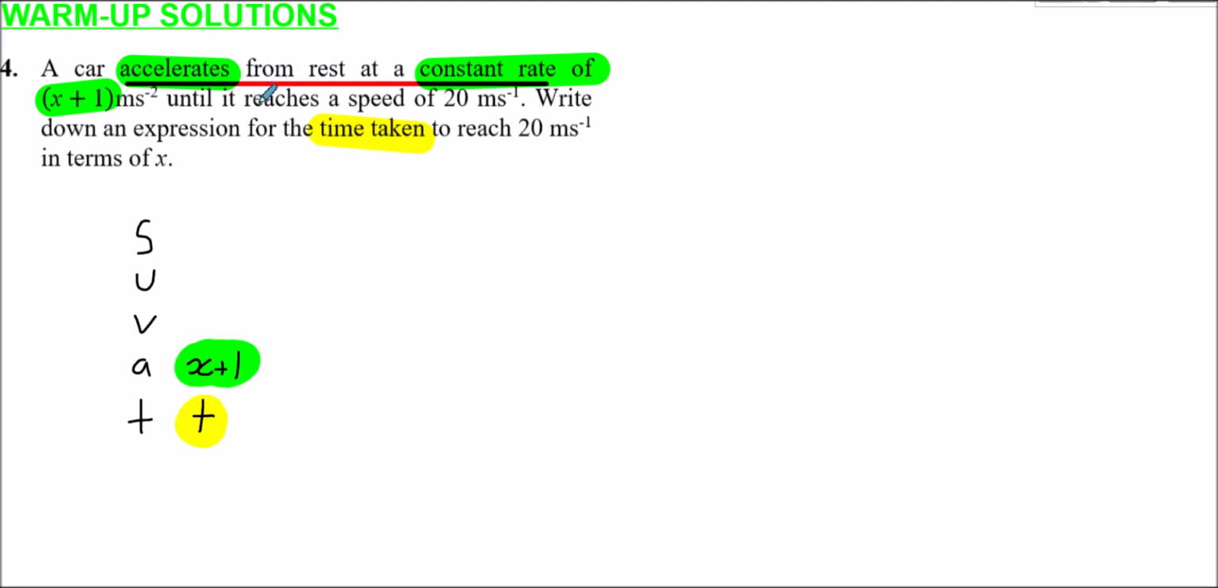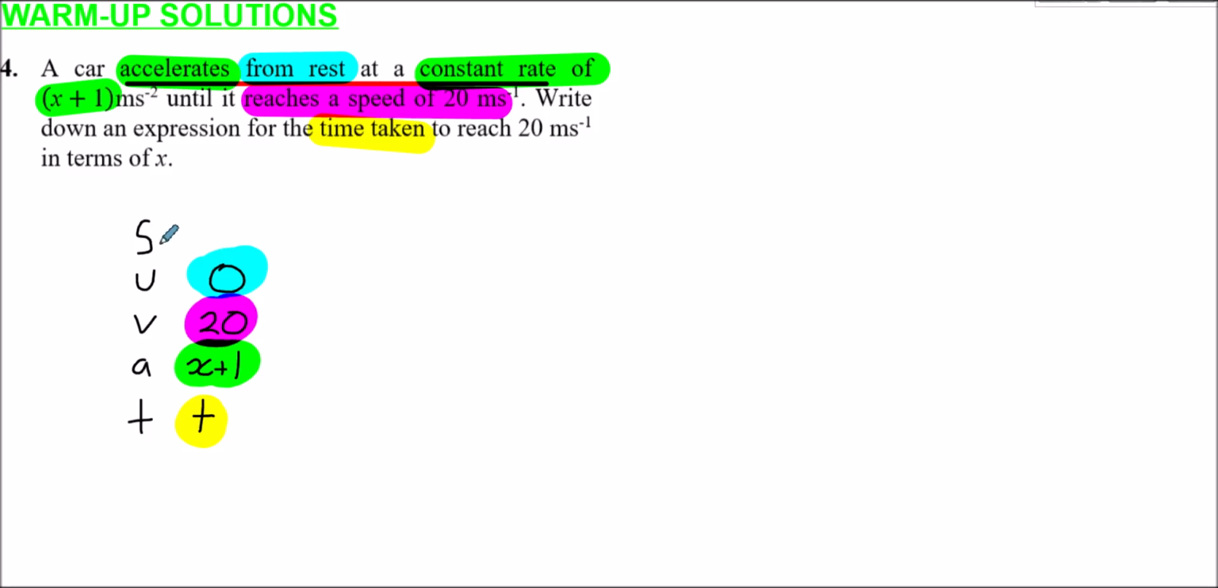Until it reaches a speed of 20 meters per second. Is this the final speed or the initial speed? Let's consider it carefully. It says it accelerates from rest. Because it's accelerating from rest, that means it starts off with a speed of 0. We then need to think about how long it takes for it to reach a speed of 20. So the final speed we're considering is 20.